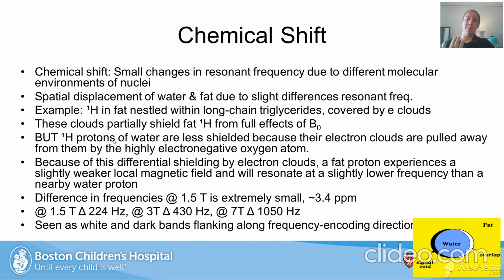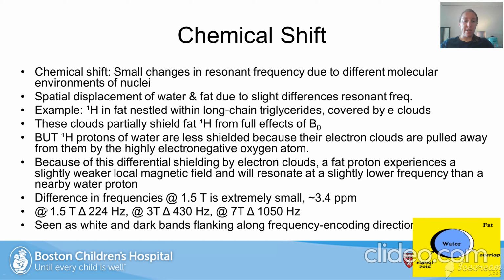To give you some idea about the chemistry, the hydrogen in fat is nestled along the long chain triglycerides, and those are covered by an electron cloud. These clouds partially shield the fat protons from the full effects of the magnetic field. But the protons in water are less shielded because their electron clouds are pulled away from them by the highly electronegative oxygen atom. Because of this differential shielding, a fat proton experiences a slightly weaker local magnetic field and will resonate at a slightly lower frequency than a nearby water proton.